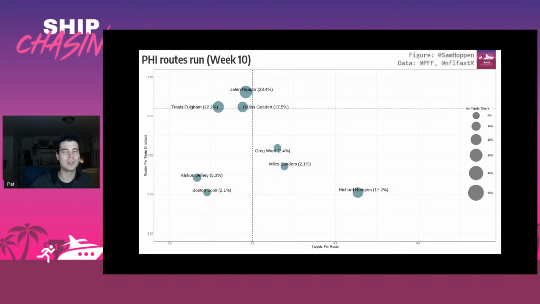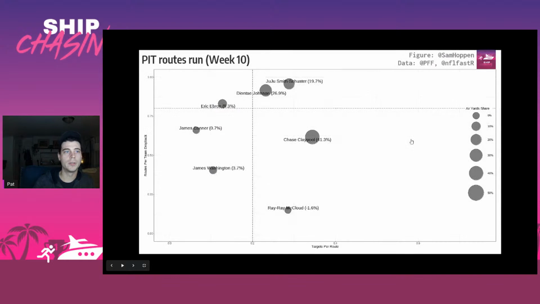I think in this game, some of the stuff that we can normally expect to go to Goedert happened to go to Richard Rodgers. That said, I don't want to take this away from Richard Rodgers. If he were to get more playing time, I would be interested. He is looking really nice on a per route basis.